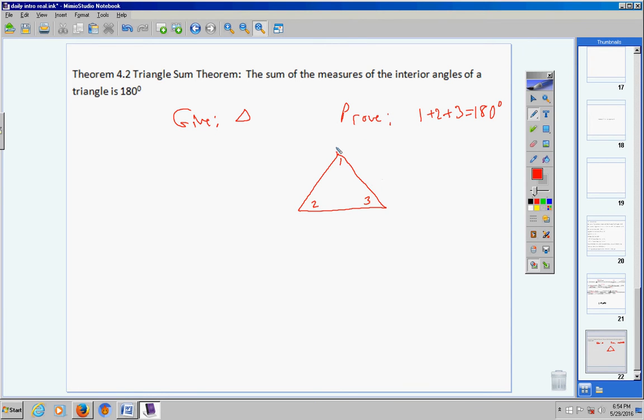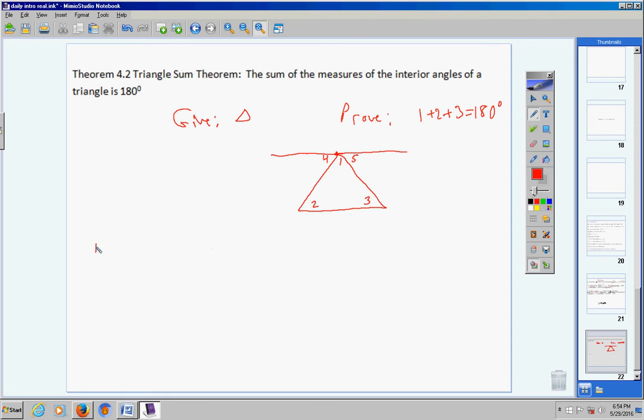Watch this. You draw an auxiliary line right here through the vertex that's parallel to this line. Okay? And you number this angle here, 4 and 5. Now watch why I did that. It is such an easy proof.